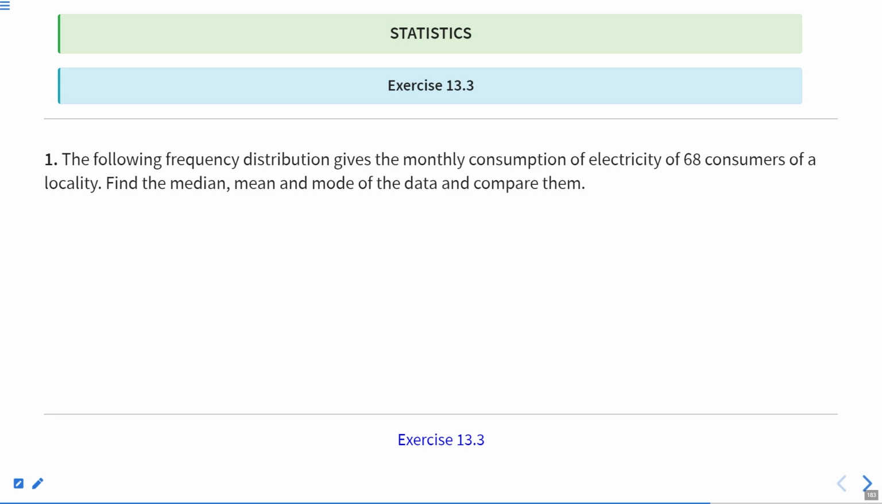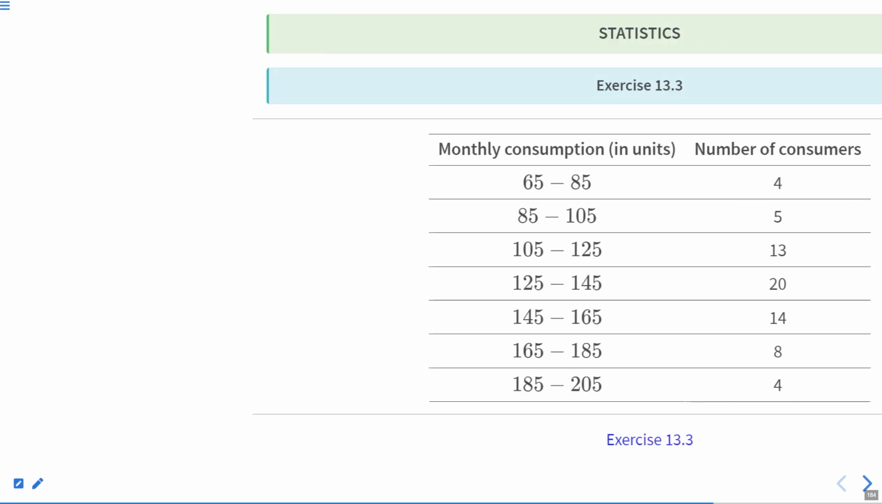So in this lecture we will discuss exercise 13.3. In the first question, we have the following frequency distribution, which gives the monthly consumption of electricity of 68 consumers of a locality. Find the median, mean and mode of the data and compare them. Let us solve this problem.